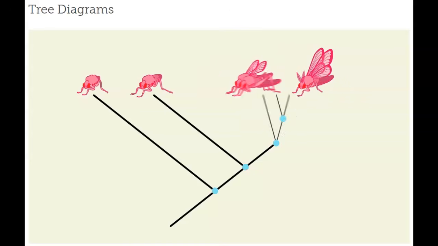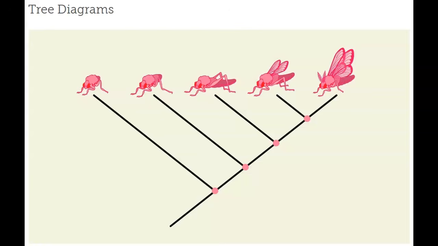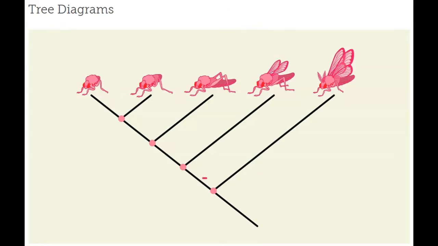Another thing to call out is that we made an assumption when we drew our tree. We assumed that the lineages evolved from simple to complex. But we could have just as easily drawn our tree like this, with each branch point representing the loss of a trait. How do we know which one is more likely?